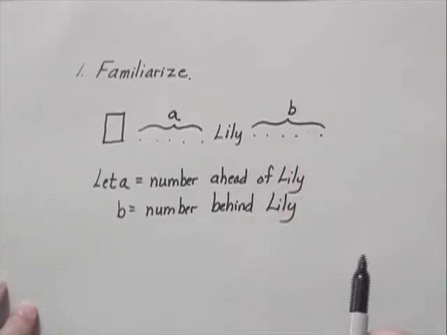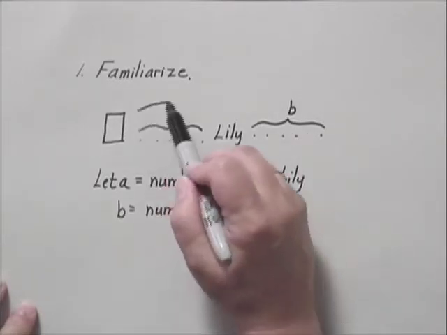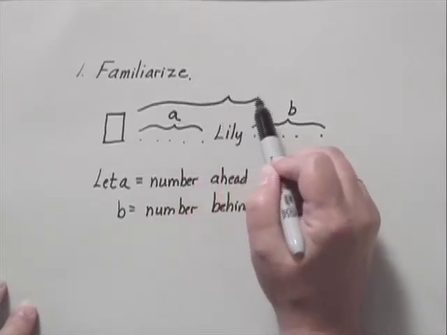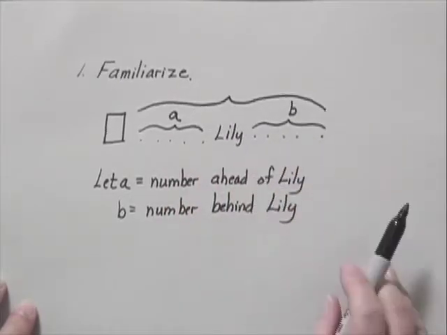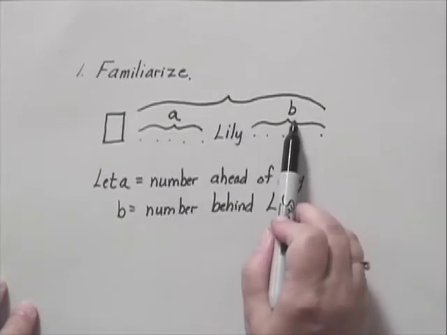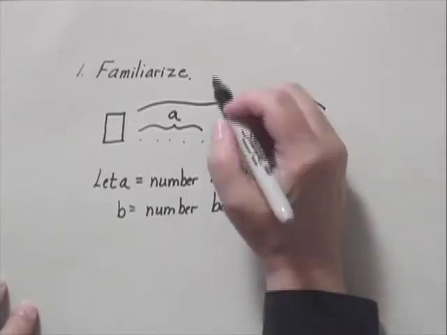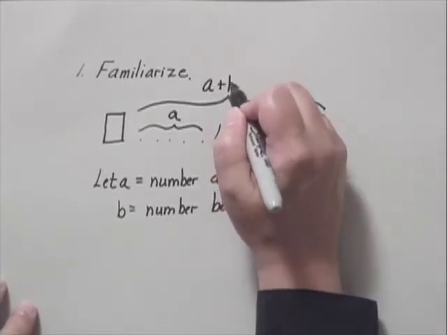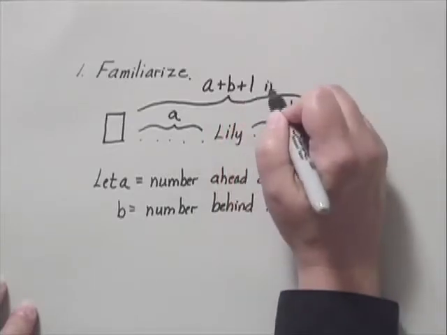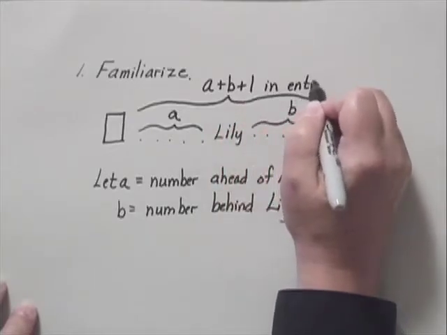And having drawn it this way, it's easy to see how many people are in the entire line. Without drawing it, we might forget about Lily. There are A plus B plus 1 more. A plus B plus 1 in the entire line.